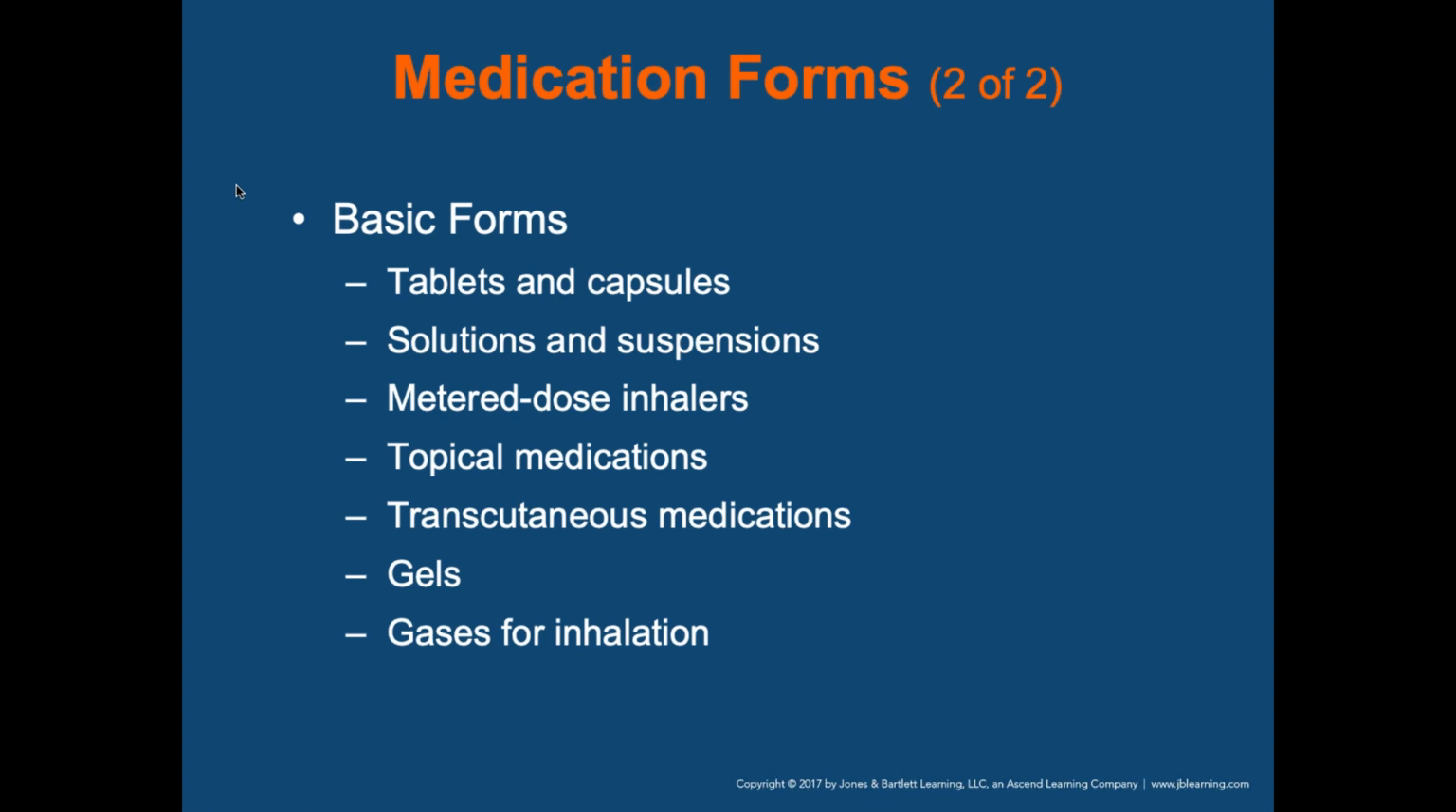There are basic forms of medications: tablets and capsules, solutions and suspensions, metered dose inhalers, topical medications, transcutaneous medications, gels, and gases for inhalation. So oral glucose would be kind of like a gel. Gas would be more of the oxygen. Topical medications, maybe something like lidocaine, that helps a patient with chronic pain, like back pain or things like that. The transcutaneous would be more of your nitro paste, things that we wouldn't be giving in the field as an EMT.